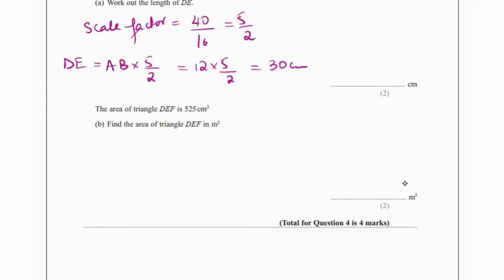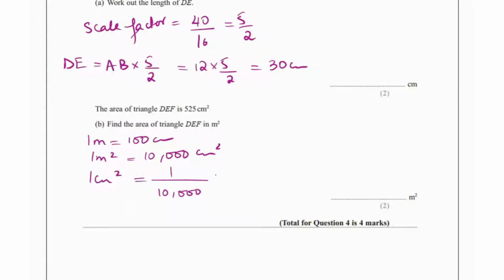Then the area of the triangle DEF is 555 centimeters square. Find the area of the triangle DEF in meters square. So 1 meter is 100 centimeters. 1 meter square is going to be 10,000 centimeters square because you multiply 100 with 100. So we're converting centimeter square into meter square. 1 centimeter square is going to be 1 over 10,000 meter square. So to convert 525 into meter square, we divide it by 10,000, and that's going to give us 0.0525 meter square. That is your answer.